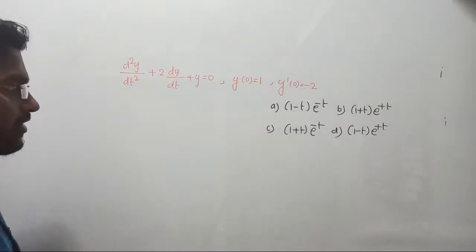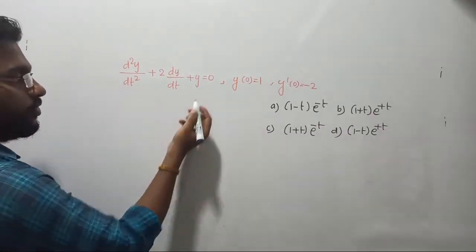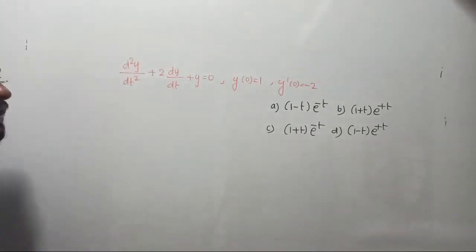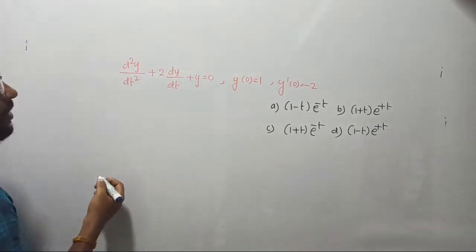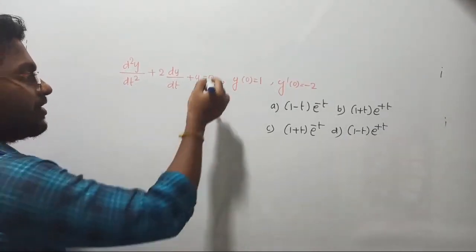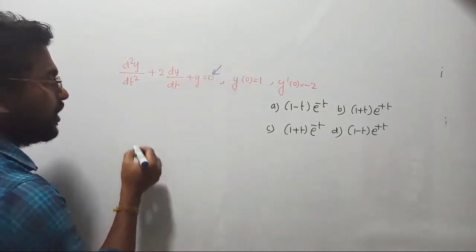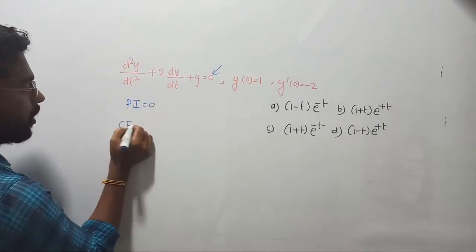Let's try and figure out the answer for this one. Again this is a higher order differential equation, and we know the method. I'm just raising the question: do we have a particular integral? No, because we have not applied any signal. So for the given system, the particular integral won't exist. We'll have only the complementary function.